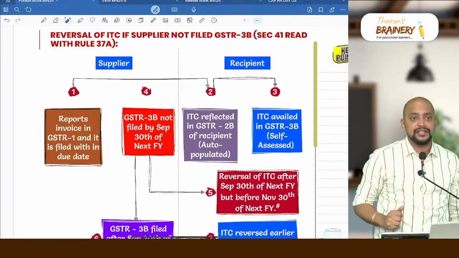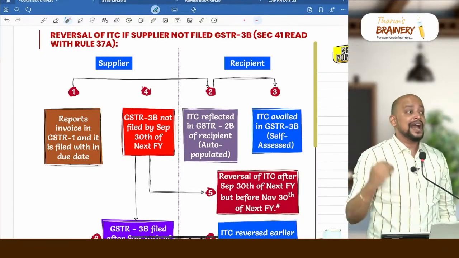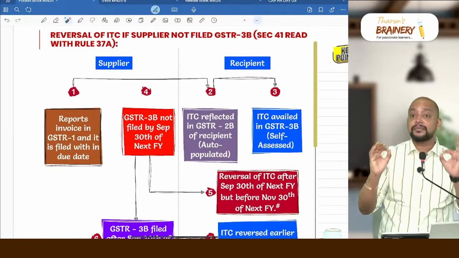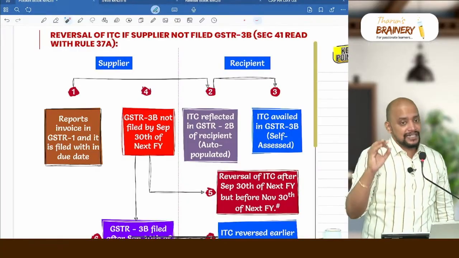By when does he need to reverse? He needs to reverse it by November 30th. Means he has only 2 months time. And if he is reversing it by November 30th, no issue. If he is not reversing by November 30th, then he needs to pay interest. Interest at the rate of 18% per annum.